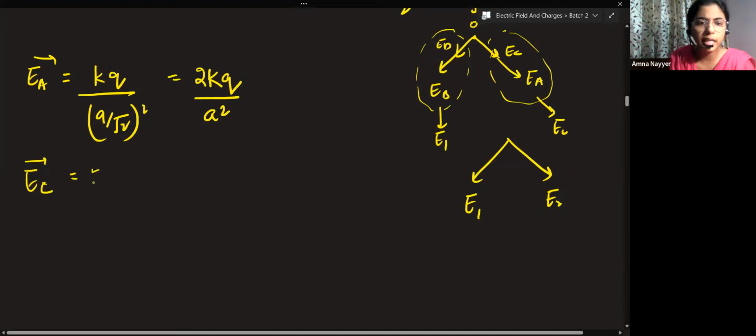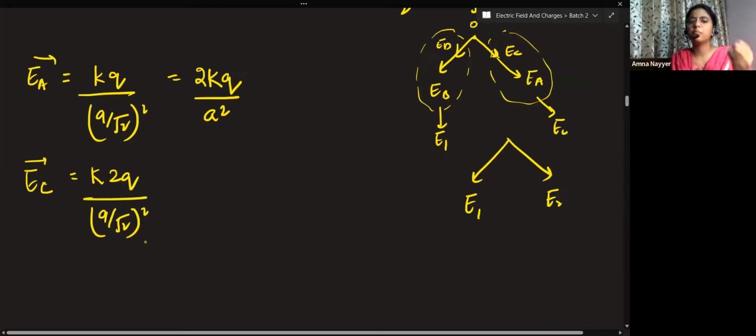Magnitude will be K 2Q divided by A by root 2 whole square. A by root 2 whole square will be the same in all of them. K will be the same in all of them. Now you just have to change the values of charge and see what electric fields you are getting. So 2, this will go up. Here it will be 4KQ divided by A square.